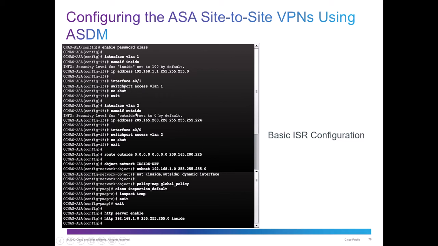VLAN 2 is going to be the outside. It has the address 226. That's like the serial port that connects to router 3. Ethernet 0/0 is going to be given to VLAN 2. All right. Route outside, a default route.